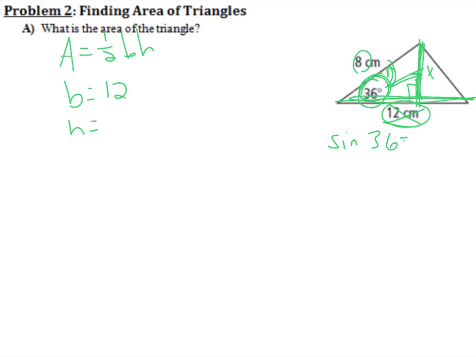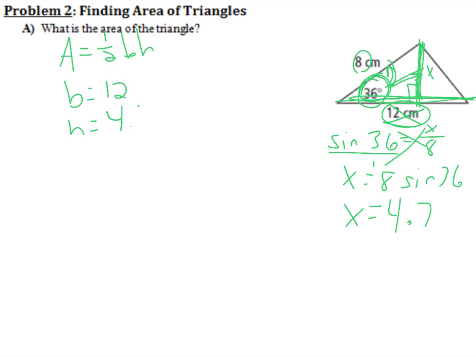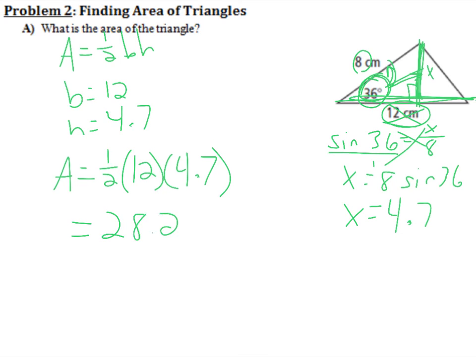So I'm going to take the sine of 36 degrees, it's going to be equal to x over 8. I put the sine over 1 and I cross multiply. I get x is equal to 8 times the sine of 36 degrees. And if I type that into my calculator, I get that x is going to be 4.7. So I know my height is 4.7. So plugging that into my area formula, I've got 1/2 times my base of 12 times my height of 4.7. And that gets me an answer of 28.2 square centimeters.